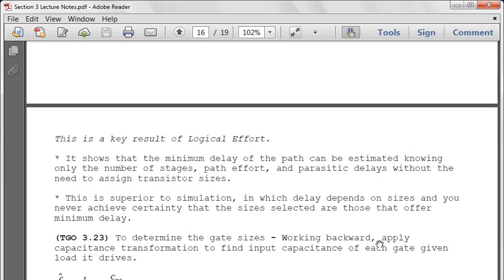Let's work on everything. Let's worry about path logical effort. Let's worry about minimizing the design. Let's worry about laying everything out first before we get into any kind of simulation. So that's a good fundamental to have.